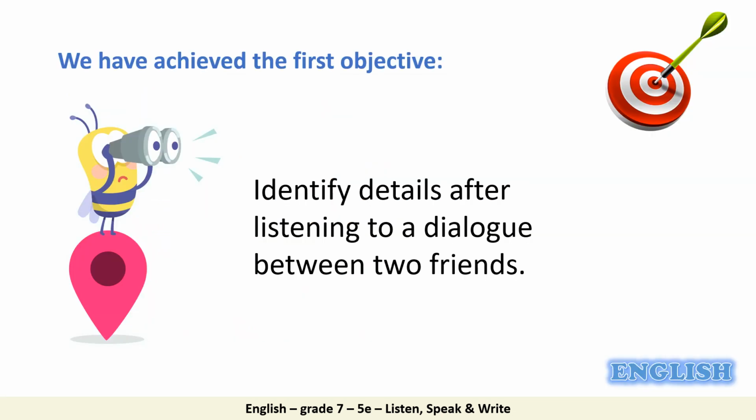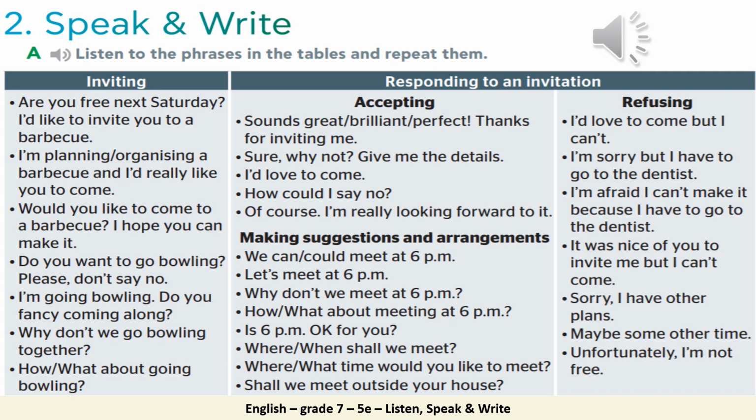We've successfully achieved the first objective. We've identified details after listening to a dialogue between two friends. Well done. Let's now move to speak and write. The box below has set phrases used for inviting someone, accepting or refusing an invitation, and making suggestions and arrangements. I'm going to play the recording for you to listen to the phrases and repeat them.